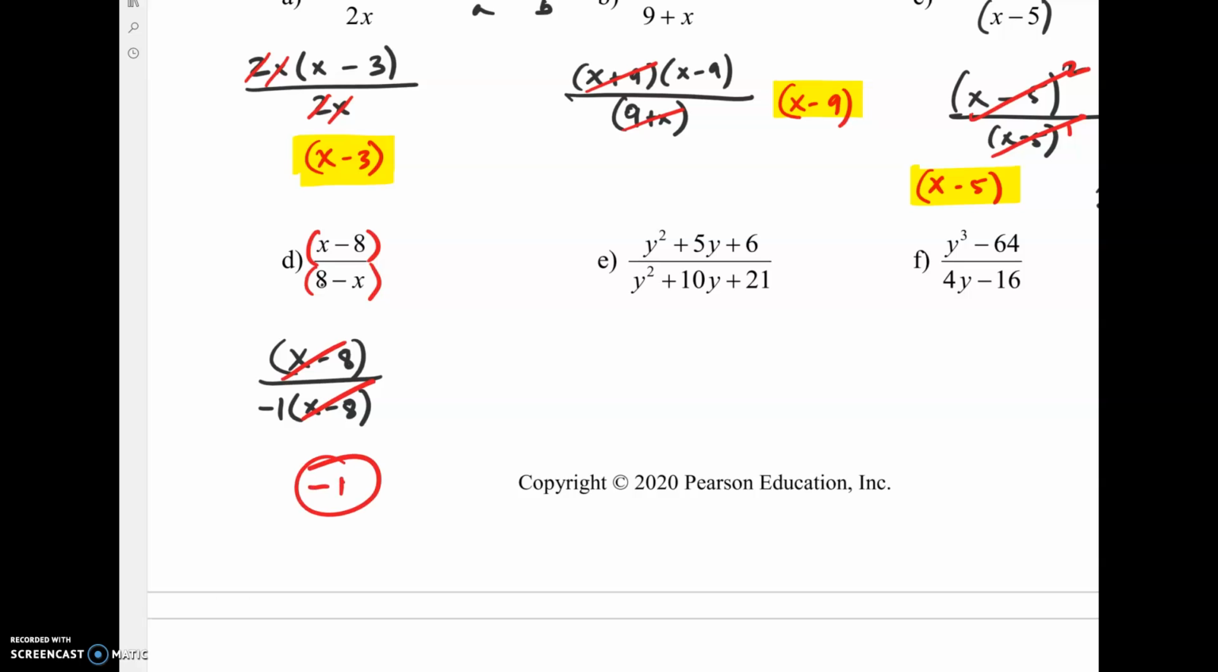So the bottom line is when it looks the same but not the same, pull out a negative 1 from whichever, top or bottom, and then simplify. Try the E and F.